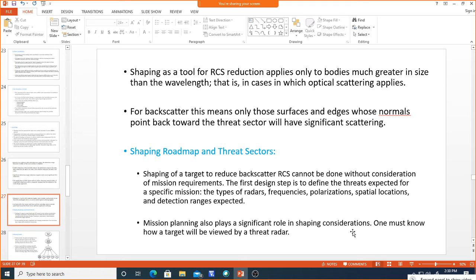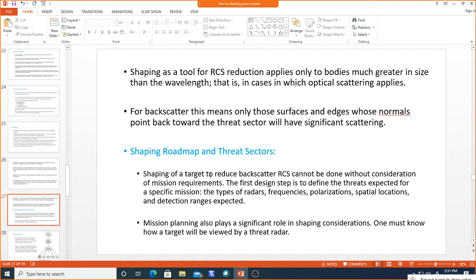Okay, so this, the surfaces or edges whatever we see. Surfaces generally are going to have maximum reflection when they have perpendicular incidence. But for edges, it will have different effects like edge diffraction, side lobing, so many things are there, so that we will discuss for the edges. So whenever this backscatter happens, we have to see which is the threat sector for maximum reflection of that energy.